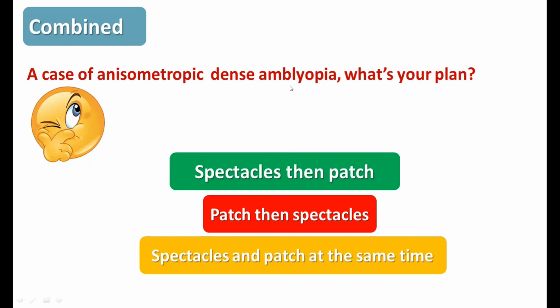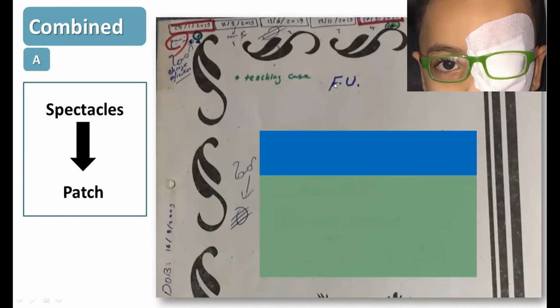But if the child is not previously wearing spectacles, you prescribe spectacles at first, to see the results and to get compliance with the spectacle wear, and then add a patch if there is no improvement or no significant improvement. You have to add a patch. All right. So as in this case, this child has a refractive error.